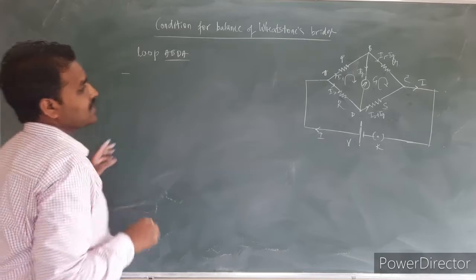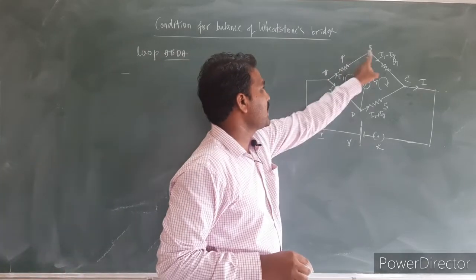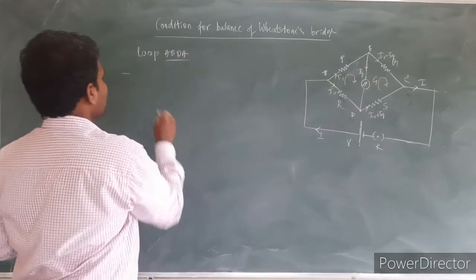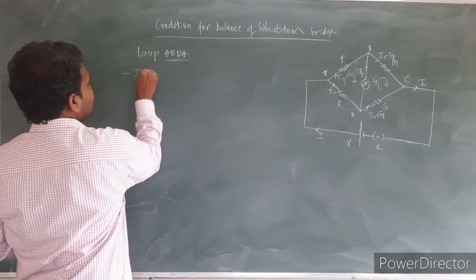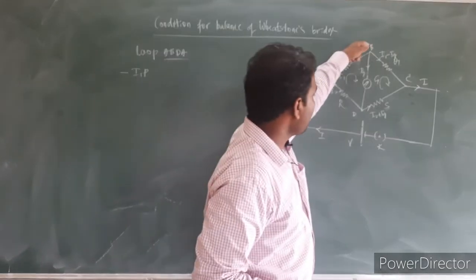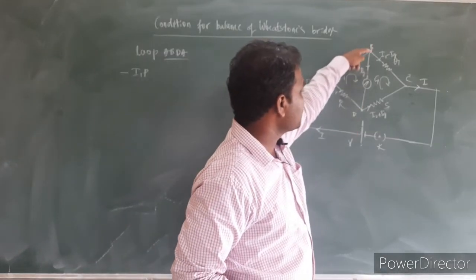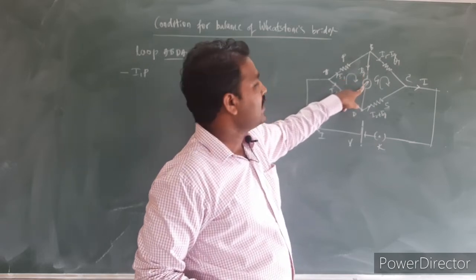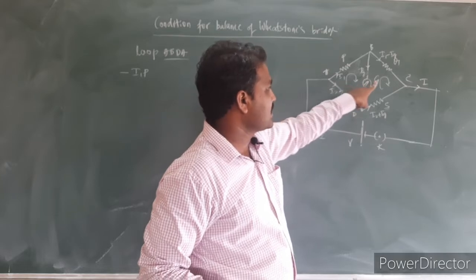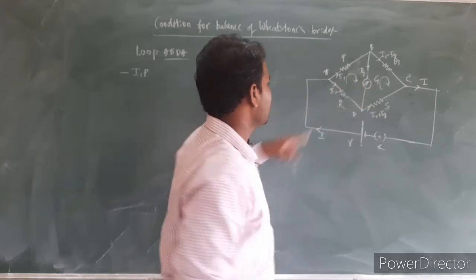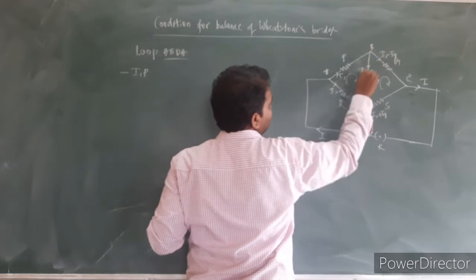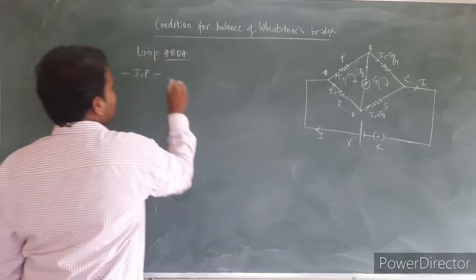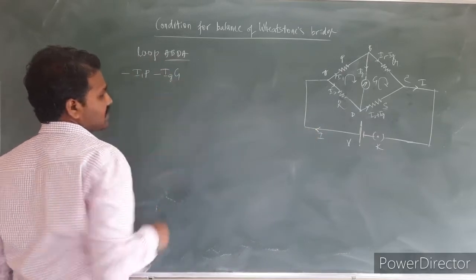So I can write, applying Kirchhoff's voltage law for this loop A, B, D, A, the potential drop at resistor P is what? Minus of I1 into P. Then we shall move from B to D. The current passing through the galvanometer, let us write it as Ig. So the potential drop at this galvanometer, G is the resistance of the galvanometer, is also in the same direction of assumption. So that potential drop we write as minus of Ig into capital G.